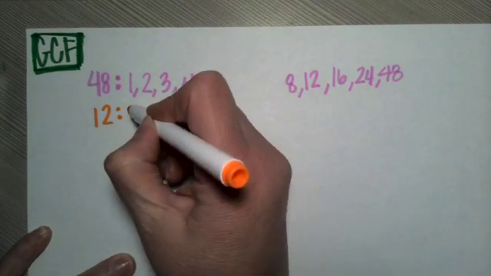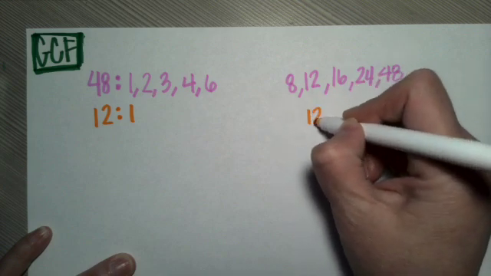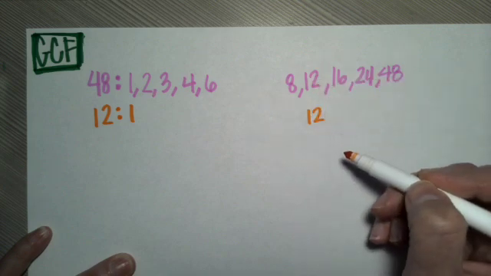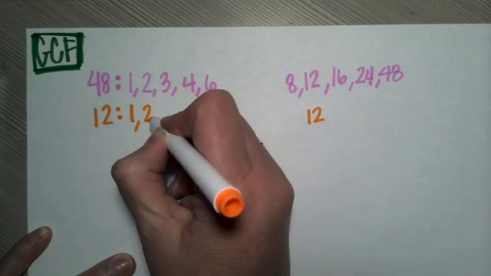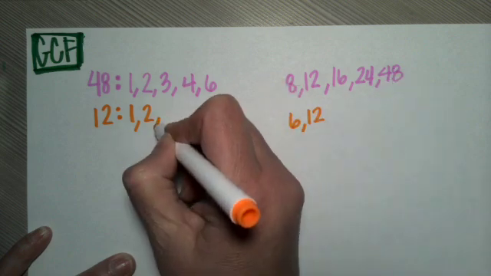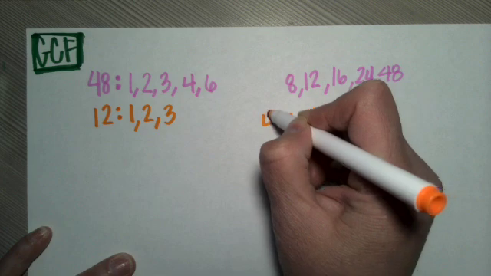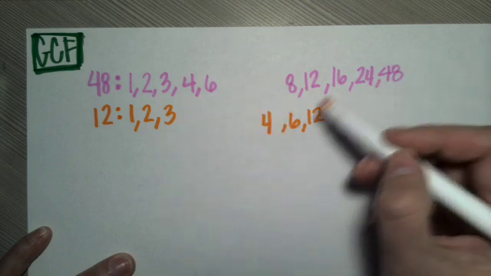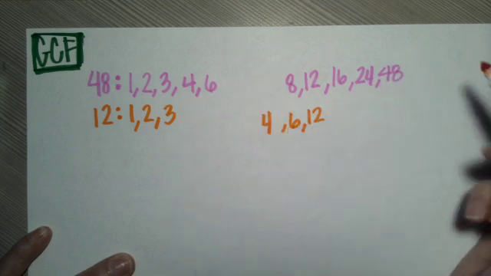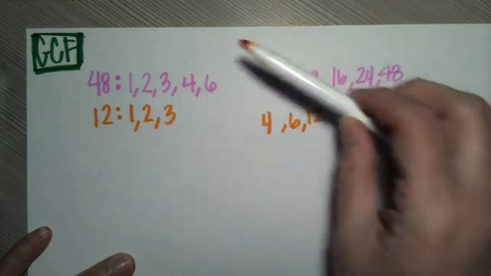Now let's do 12. 1, I don't think we're going to need it as big. Let's put 12 here under this other 12. 1 and 12, and then 2 and 6, and 3 times 4, and then nothing times 5, and then we're back here at 6. So here's our lists, right? This is how I organize them so I can kind of see them.